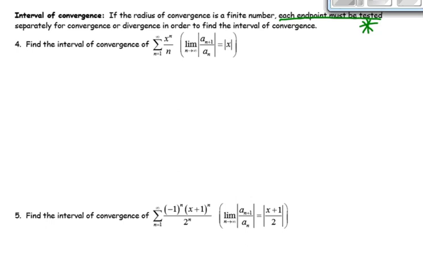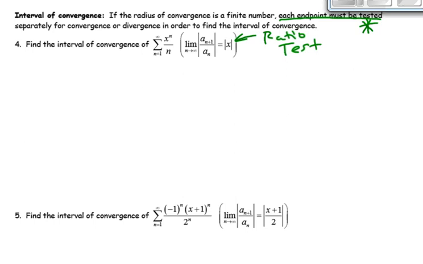So in number 4, we want to find the interval of convergence of the series x to the nth over n. Now notice that I've already done the ratio test for you. If we were to apply the ratio test just like we did in the last video, we would have gotten our limit to equal the absolute value of x. So what that means is when you get a limit that still involves x, then you have to govern where x is going to be in order for that to be less than 1. All right, so I'm just going to pick it up as if we had already done that.